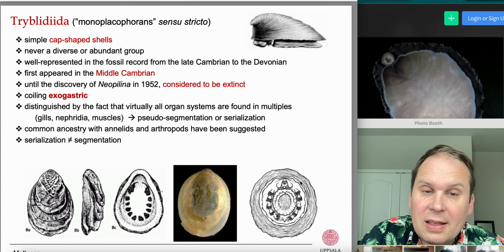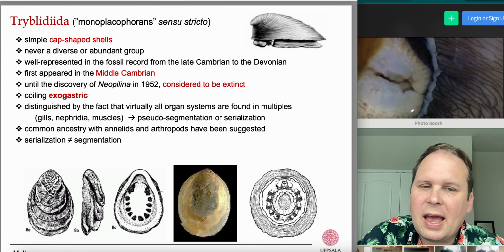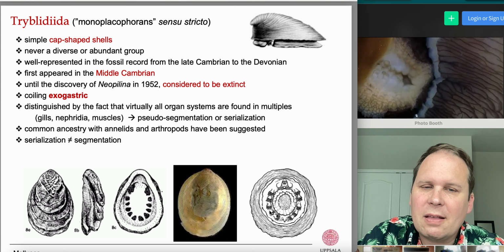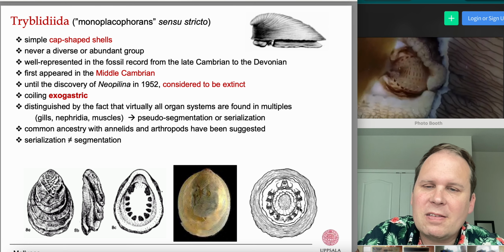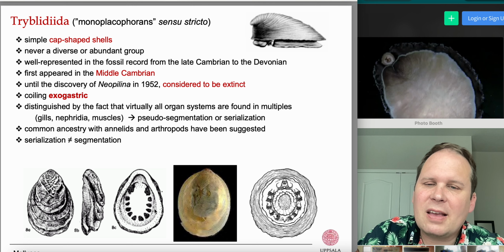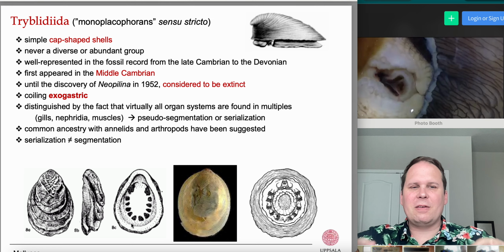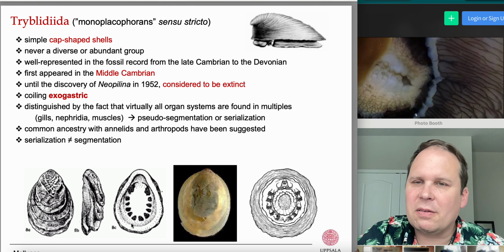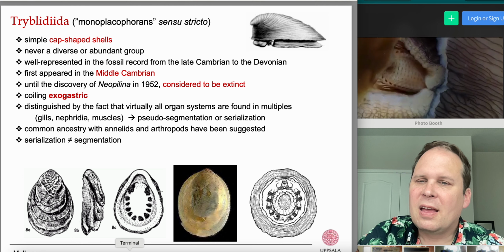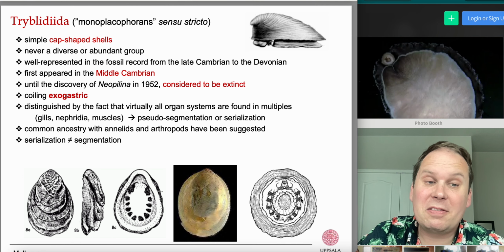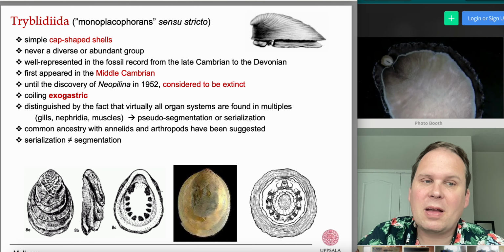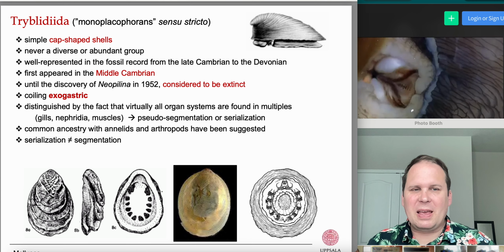However, if you were to look inside, they're going to have a little mouth up here, and they are going to have multiple gills. Look at these gills. So duplication of these gills. If you look at the inside of the shell, there will be little scars on there where some of these duplicated organs underneath the gills would have sat. So they have serialization, multiple copies of the same thing without being segmented.